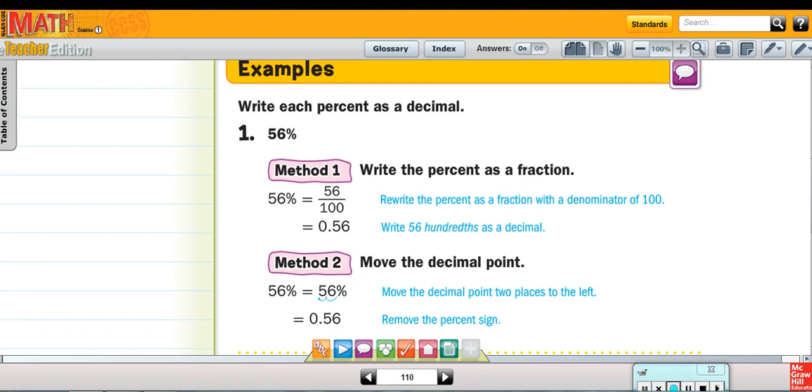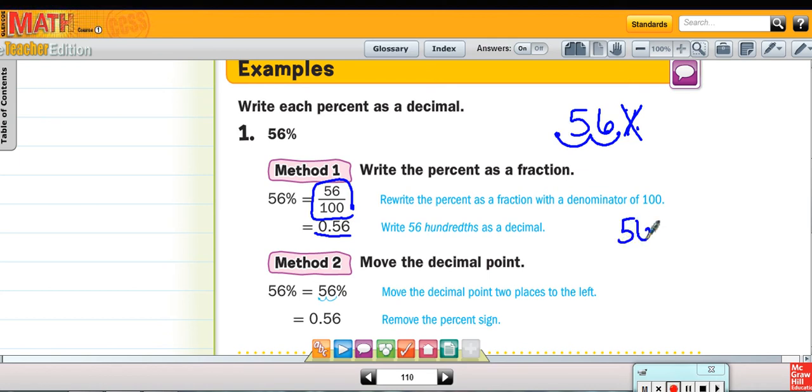Take a look at example number 1. Both methods are shown here, so we could write it as 56 over 100 and then change it to this decimal. My preferred method, I have 56%. I'm going to get rid of the percent sign. My decimal is always behind the whole number. I'm going to divide by 100, which means my decimal is going 2 places to the left.